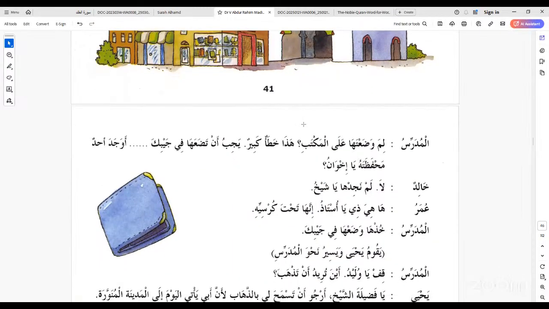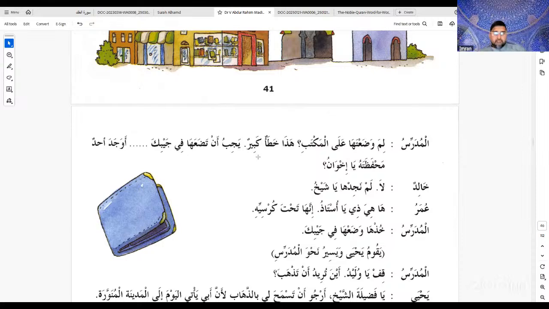Why did you keep it on the desk? This is a big mistake, خطأ كبير, not خطأ كثير. خطأ كثير means many mistakes, whereas خطأ كبير means a big mistake. You should put it in your pocket.